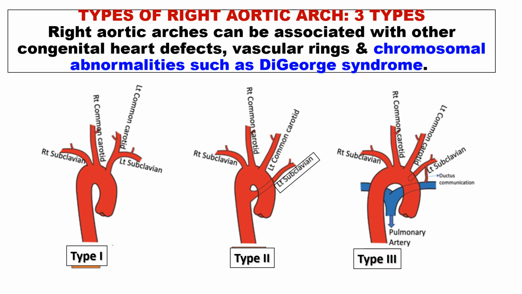The third type, right subclavian artery, right common carotid, left common carotid and left subclavian artery, all of them arising from the arch of aorta, and you can see the left subclavian artery is connected to the left branch of pulmonary artery by the ductus arteriosus.